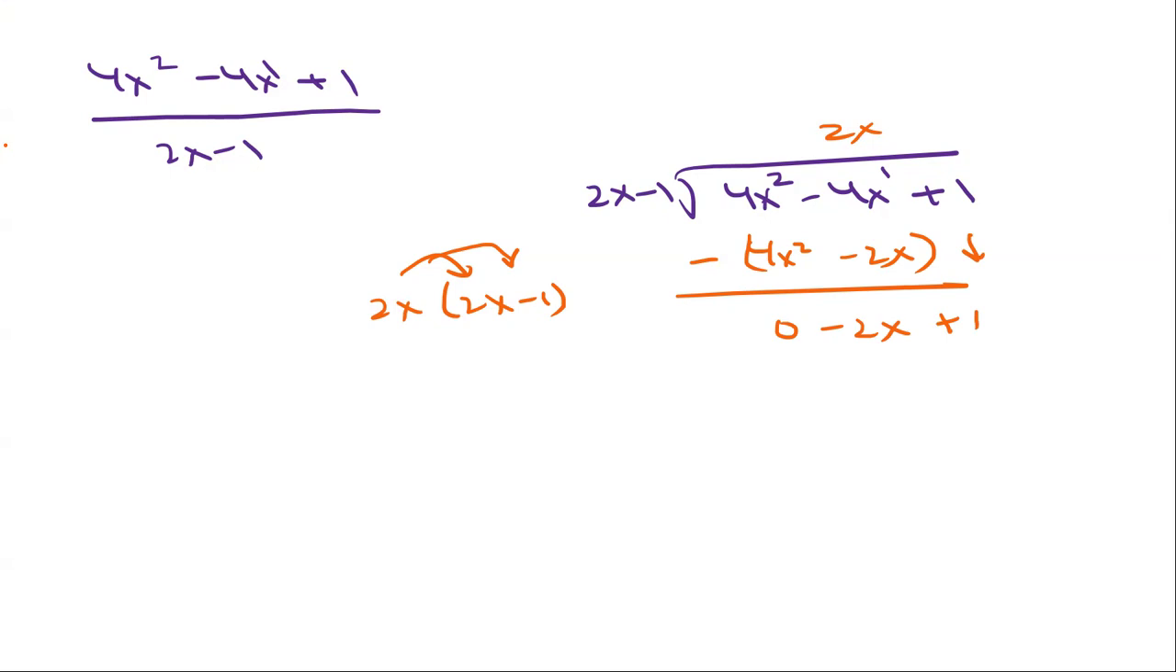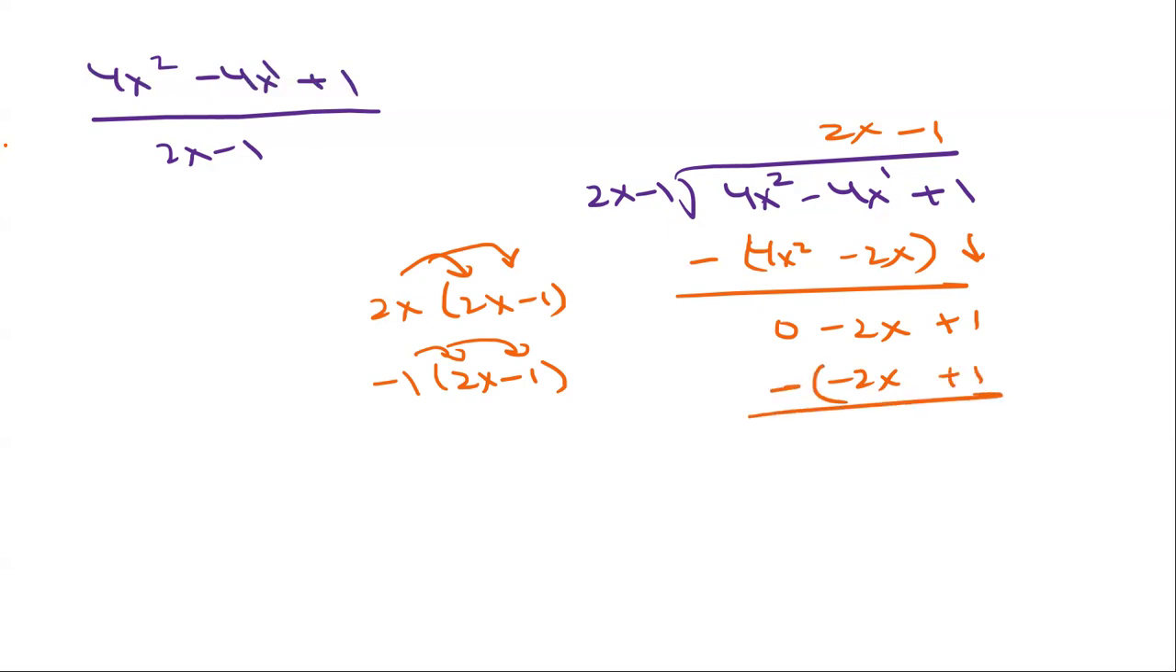Then I do it again. What can I multiply by 2x to give me negative 2x? Negative 1. So negative 1 times 2x minus 1. So I put minus 1 here. Then I distribute, or multiply. So negative 1 times 2x is going to give me a negative 2x. And negative 1 times negative 1 is going to give me a positive 1.